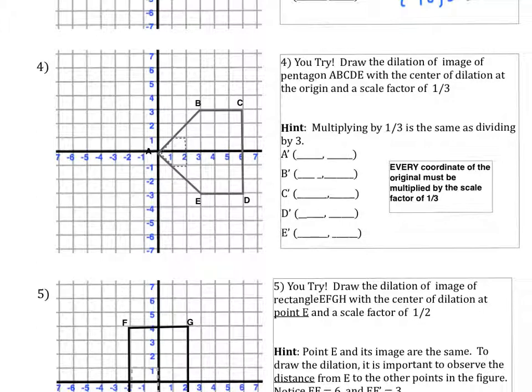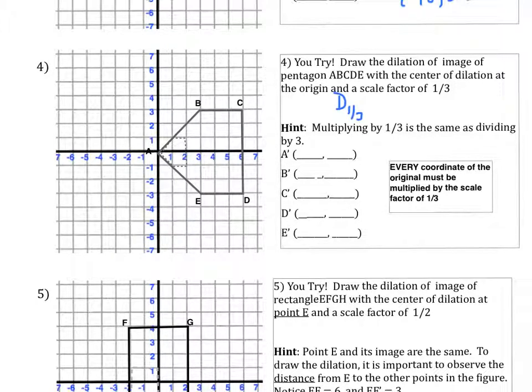Okay, in example 4, it says draw the dilation of the image of pentagon ABCDE with a center of dilation at the origin and a scale factor of 1/3. So this would be a dilation, scale factor of 1/3. Okay, and our hint again says we can multiply by 1/3, and that's the same as dividing by 3.